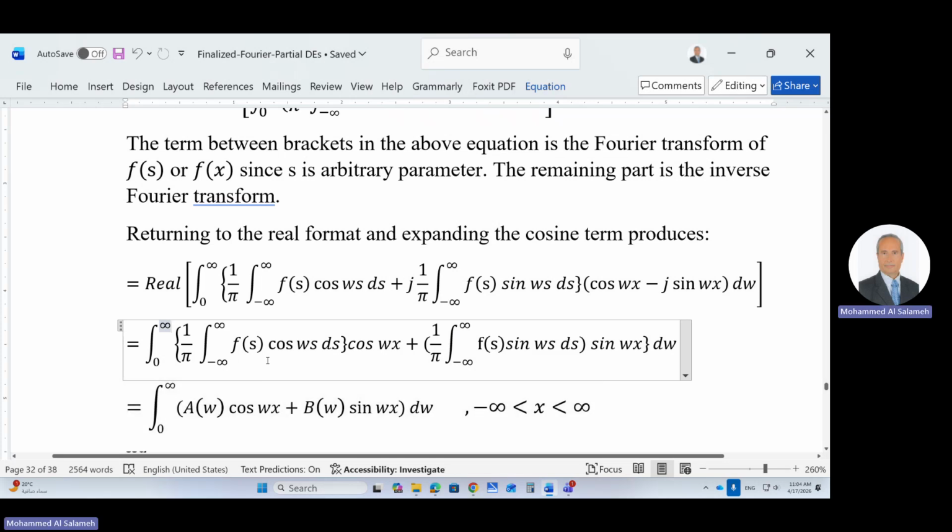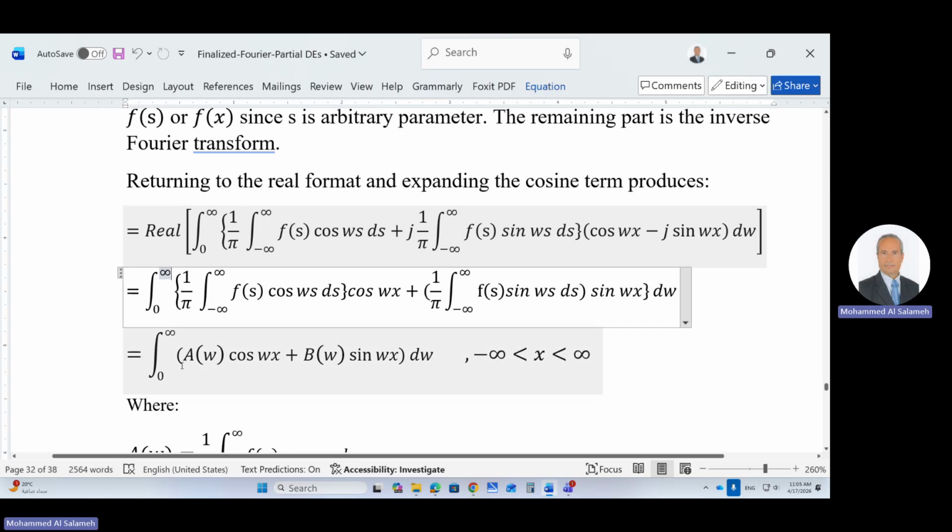Real of the first times real of the second is cosine omega x. Here it is multiplied by cosine omega x. And the imaginary of the first is this, 1 over pi from minus infinity to infinity of f of s sine. And the imaginary of the second is sine also. So the minus will go with the minus, because we said real times real minus imaginary times imaginary. And there is a minus sign, so it will be plus here.